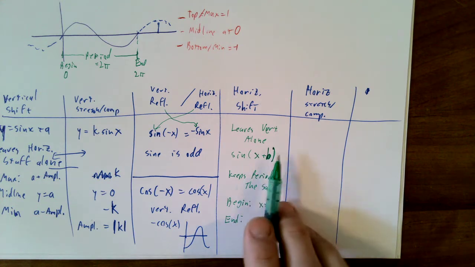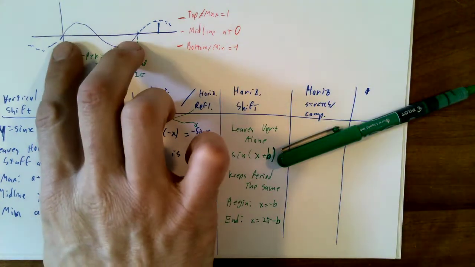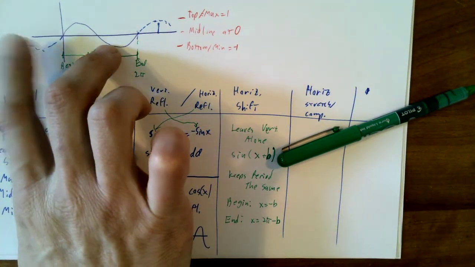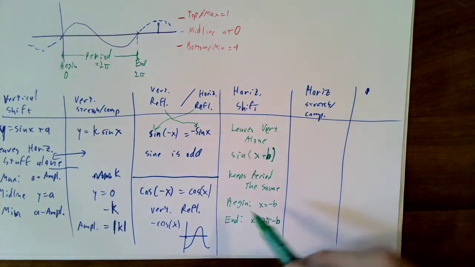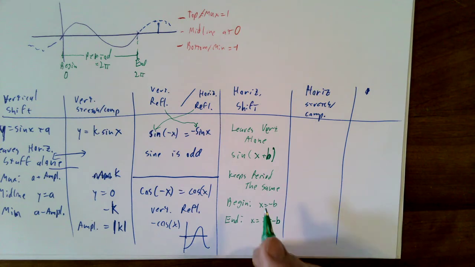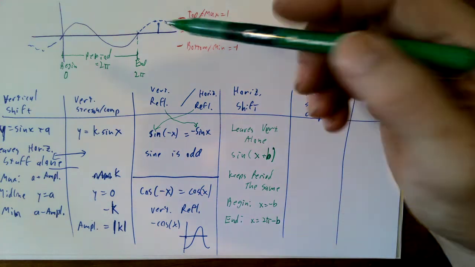If I do sine of x plus 1, that's going to shift the whole thing 1 unit to the left. It's going to start at negative 1, and this end would be shifted over 1 also, 2 pi minus 1. So those are useful values, and you want to separate them out.